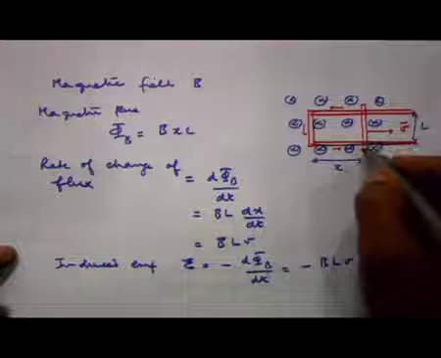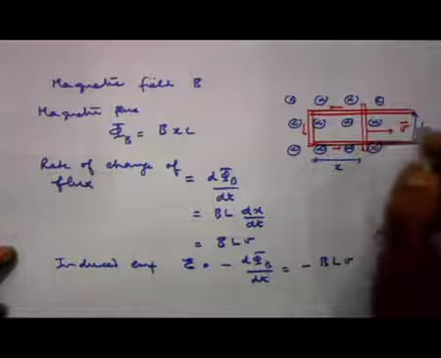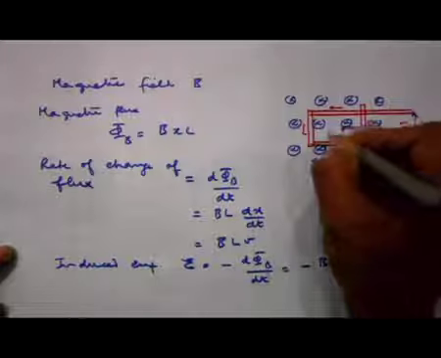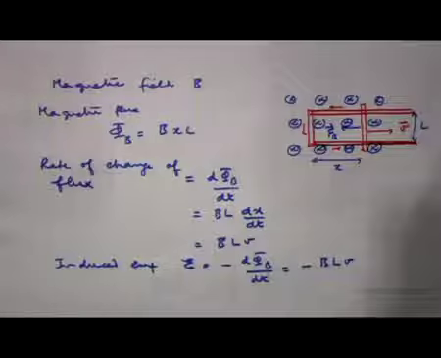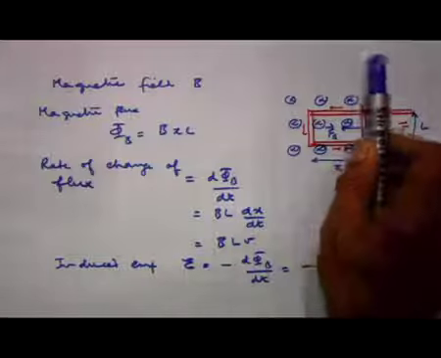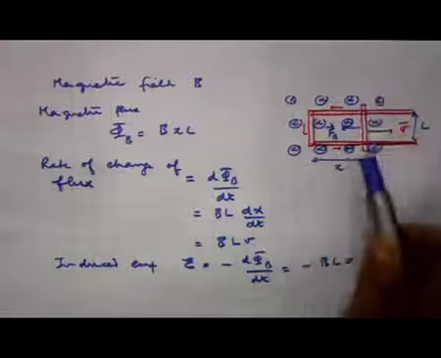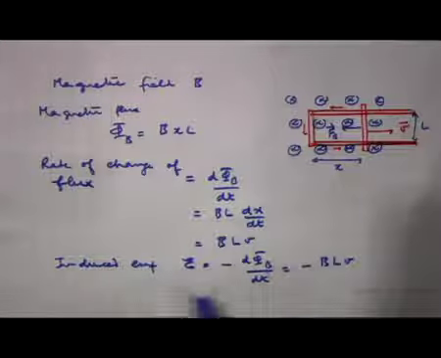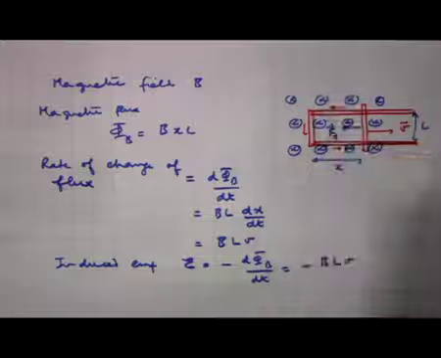L cross B. So, L is up because the current is flowing in this direction. So, the L vector is upward like this, B is downward, and so L cross B gives the direction of the magnetic force, which is in this direction. So, the wire is being pulled back towards this side. I am trying to move it away to the right, and there is a magnetic force to the left. This magnetic force also comes from the fact that the induced EMF has a minus B L v, which means the current is flowing like this.